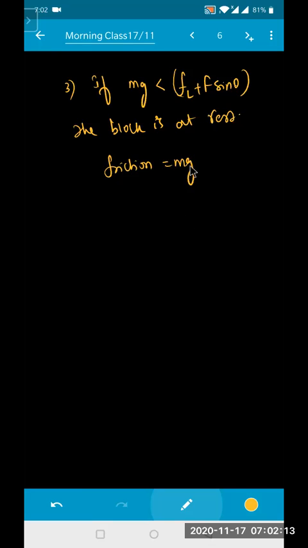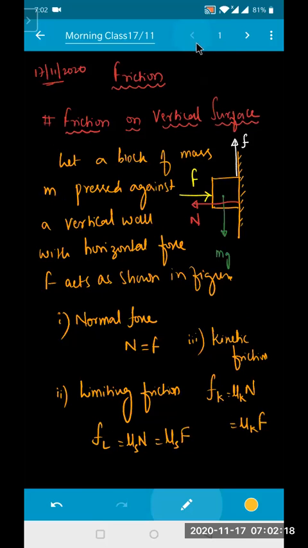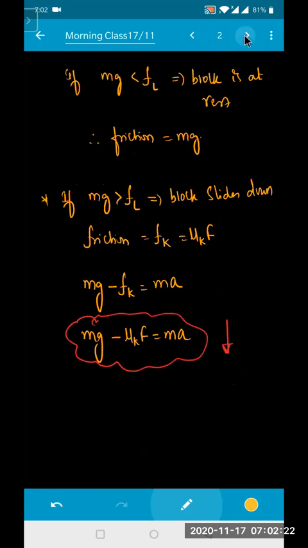So that is about your vertical forces. I hope you got a rough idea related to all the vertical concepts, friction on vertical surfaces. You have clarity now on how to take it.